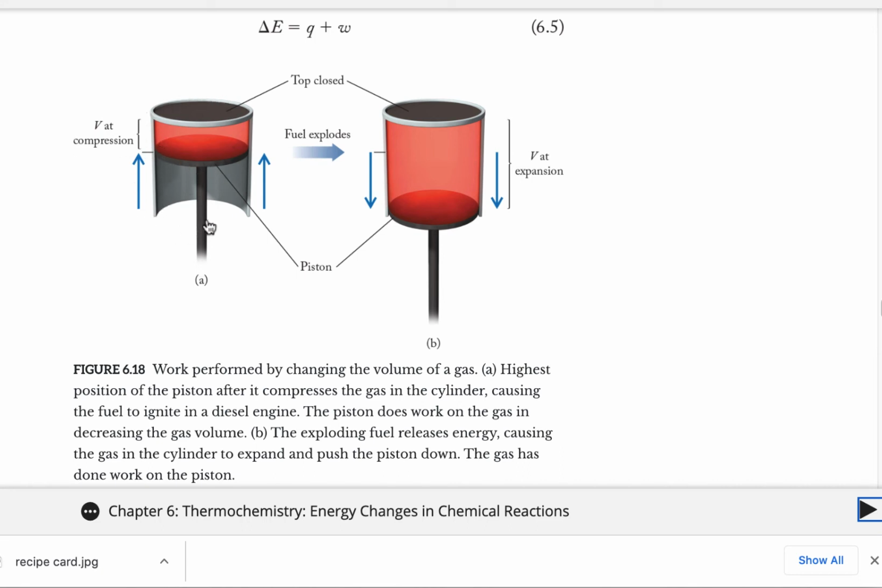This is the diagram of what's happening inside an internal combustion engine. And so if you squeeze it down enough, then you can ignite this. The fuel explodes and it expands. And that does work on the surroundings because we now have this system pushing the cylinder and making it expand. So this is work being done on the system. This is work being done on the surroundings by the system.